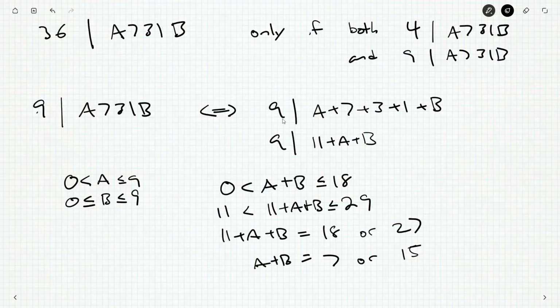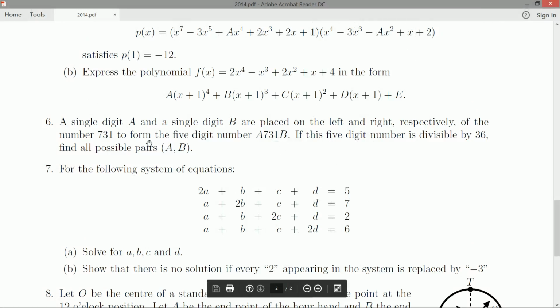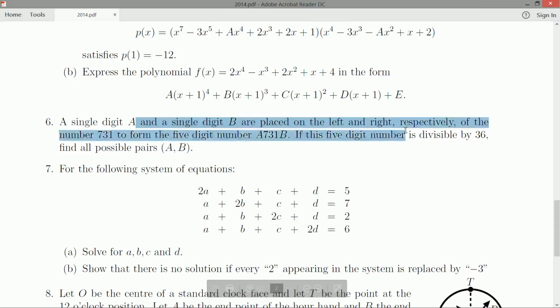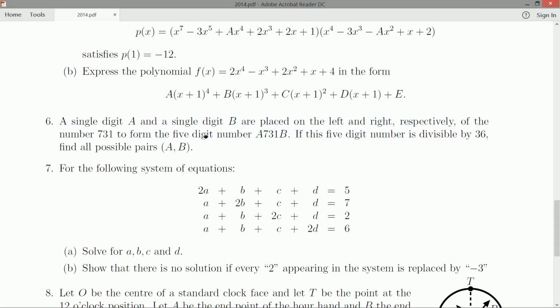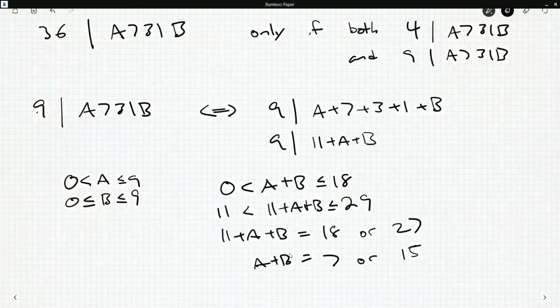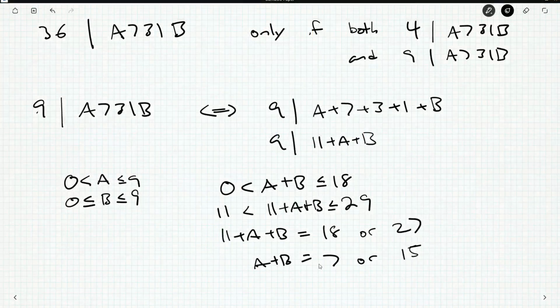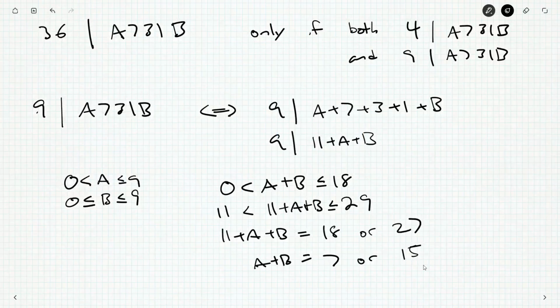Okay, so what can we do now? We didn't get any other information, did we? Single digit, placed on the right, form 5-digit number. 5-digit number is divisible by 36. Find all possible pairs. Nope, no other information. Alright, so we just know A plus B is 7 or 15. Now we could start writing out possibilities, but we also have that 4 divides this number.